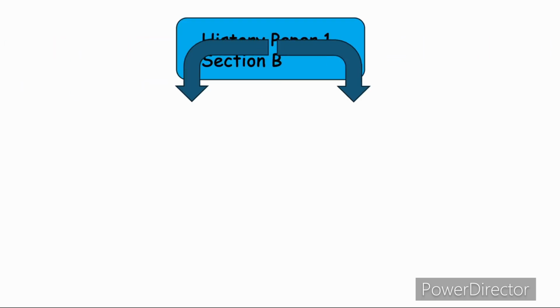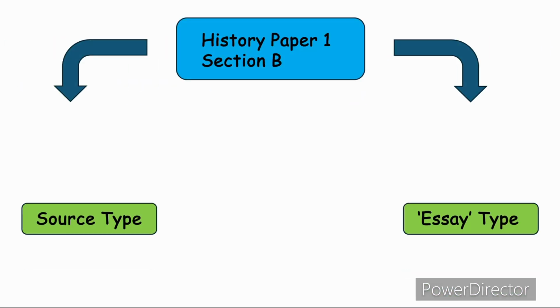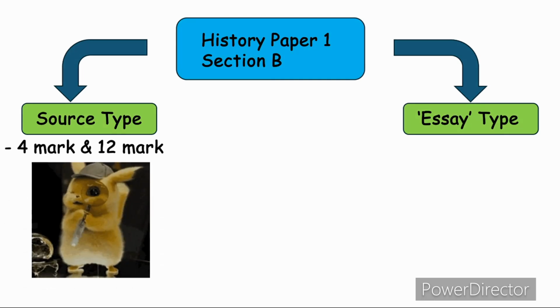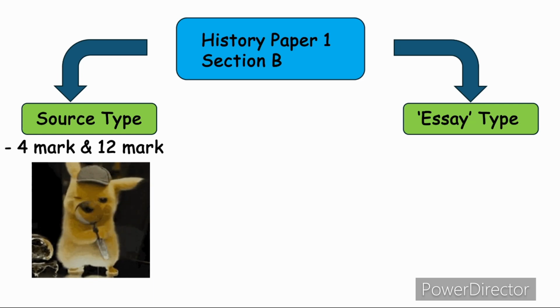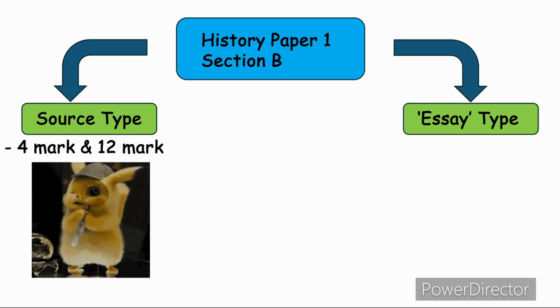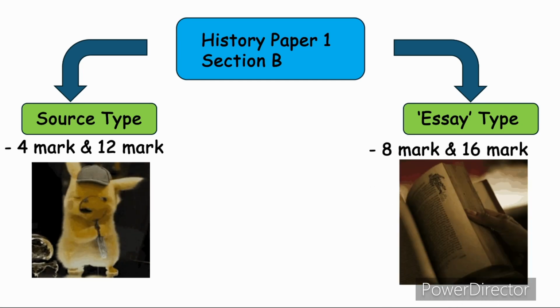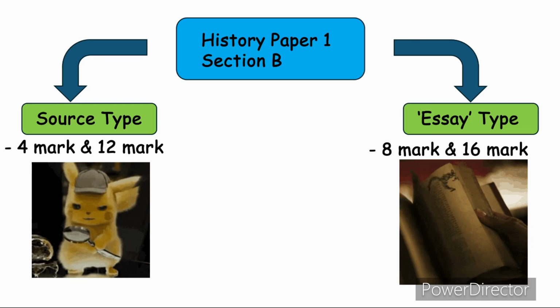The 4 questions could be split into 2 parts: the source types and the more essay types. The source ones, one 4 marker and one 12 marker, require you to answer questions based on sources, while adding on your own knowledge or context. The essay type ones are where it gets more complicated. The 8 marker is just to describe an event, but the 16 marker hovers over multiple events and you need to make a judgment overall.